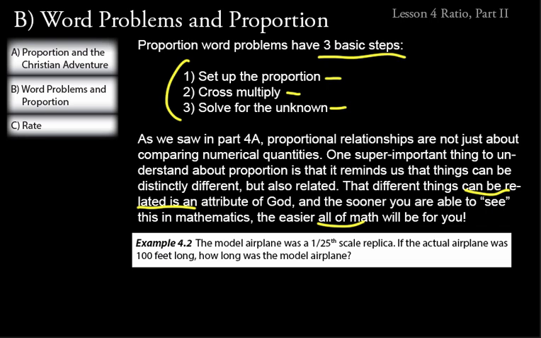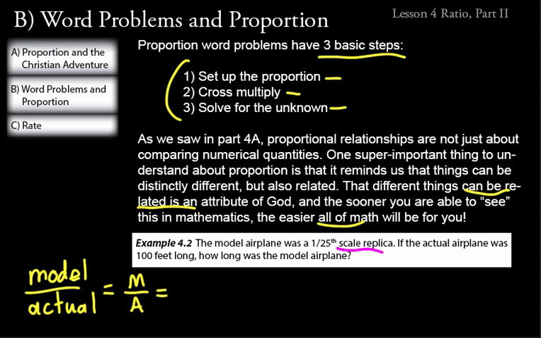So one thing we do in word problems is we look for keywords or phrases. Scale, scale model, scale replica. That's an important phrase right there, because that helps us think about, well, these things are proportional to each other. So let's set up a proportion of model to actual. We could have done actual to model. It doesn't matter. We just need to be consistent. So model to actual. And so we could use descriptive variables for that, m over a. And the proportion here, or the scale, is 1 to 25.